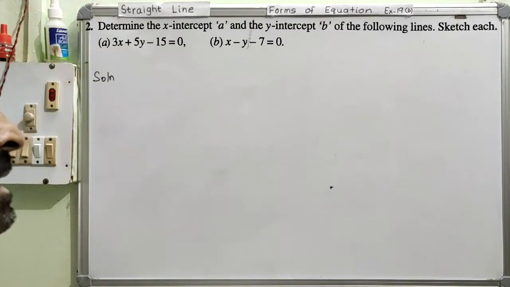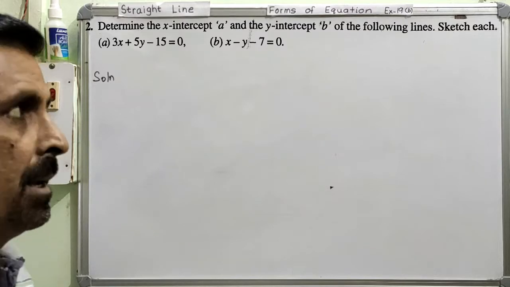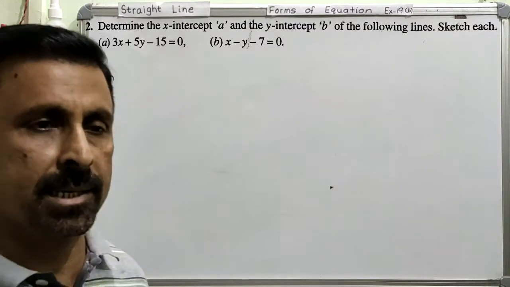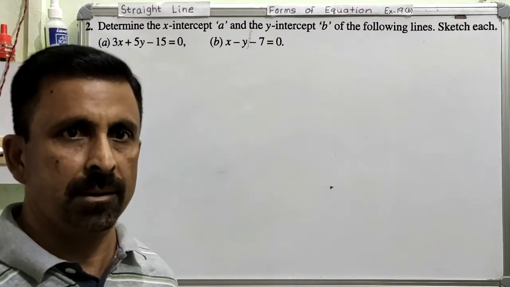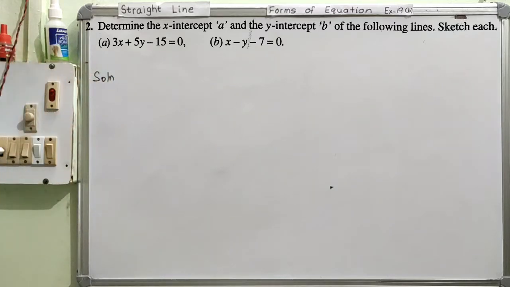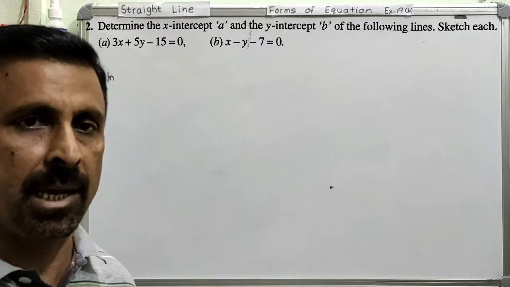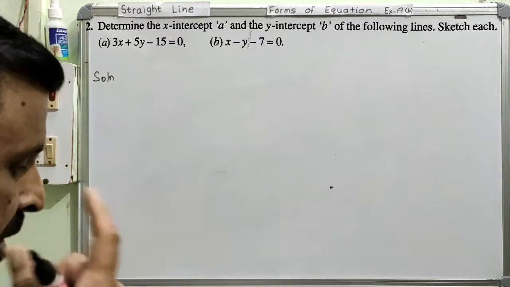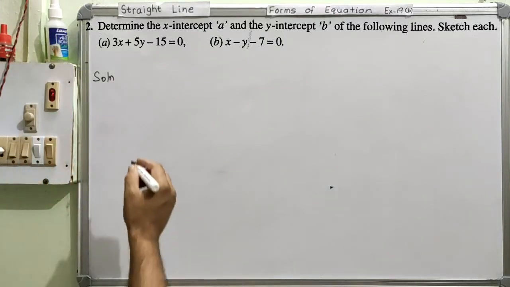Now we are moving on to question number 2. Question number 2 is just the opposite of question number 1. In question number 1, we had the intercepts and then we wrote the equation. Now in question number 2, you have the equation and then we have to find the x-intercept and y-intercept. So let us see how we can do it.